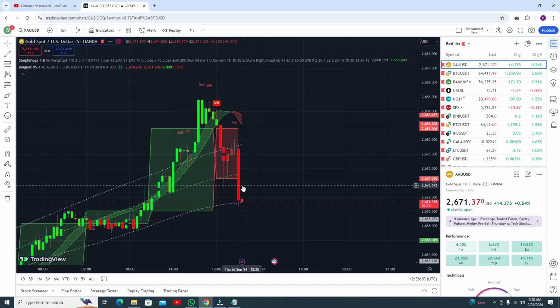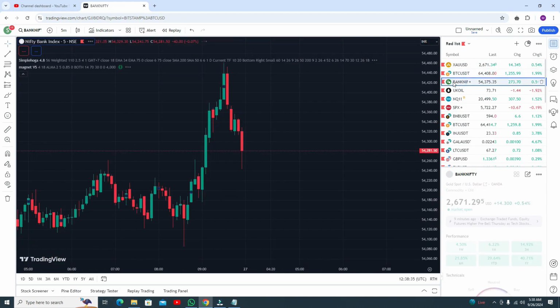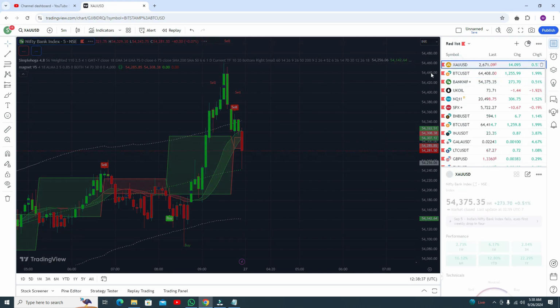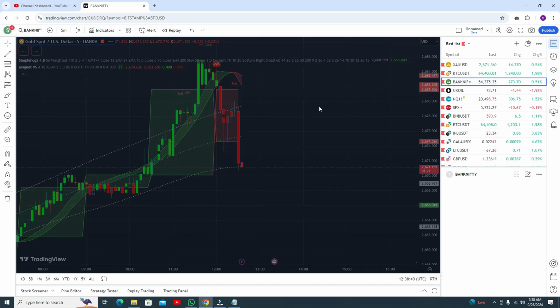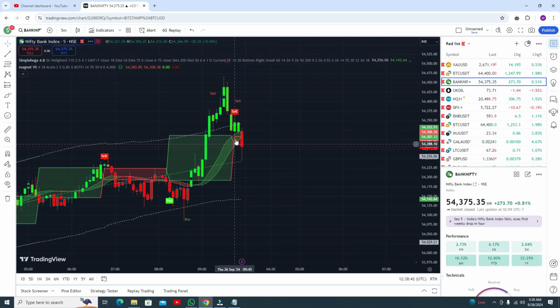Okay, and let me show you results in some other pair like Bank Nifty. In the Bank Nifty, let me show you. It was actually very good, like this one. This one is a live demo example. Okay, this one is actually a buy trade, because the shadow is green, so you can go for the buy trade.